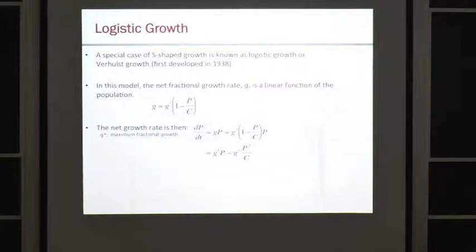And essentially, what this is showing is that in logistic growth, you have this ratio of P over C, the population divided by the carrying capacity. So as population increases over time and approaches the carrying capacity, what happens? As P becomes equal to C, what happens to this term?